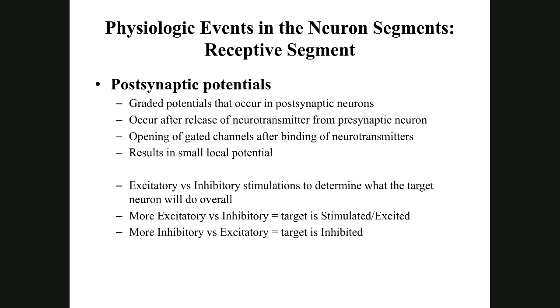So when we look at these postsynaptic potentials, we're going to talk about two different types, excitatory versus inhibitory. And so each of these neurotransmitters has the capacity to cause an excitatory or an inhibitory postsynaptic potential. And so this determines overall what that neuron does. And as I mentioned, if there's more excitatory versus inhibitory, a target's going to be stimulated, excited. If there's more inhibitory versus excitatory, then the target is inhibited. I don't want you to know all these details about what we're about to talk about, these steps, but I do want you to know some basics.